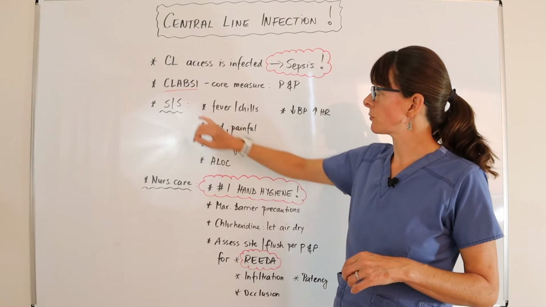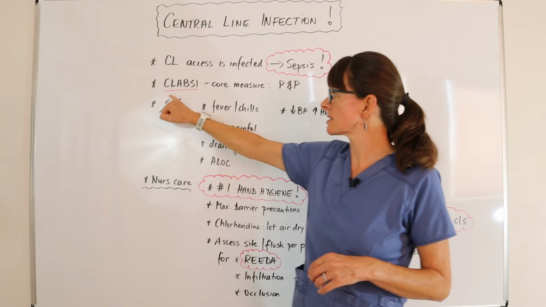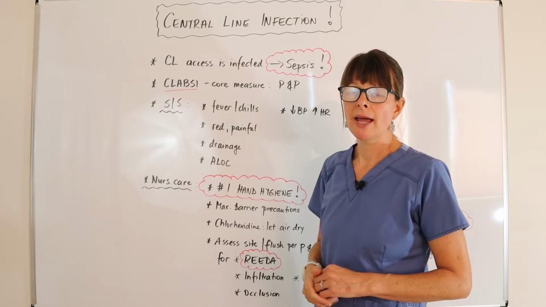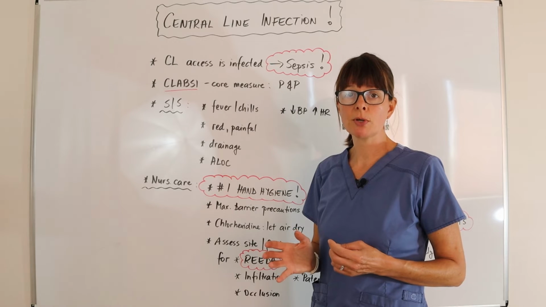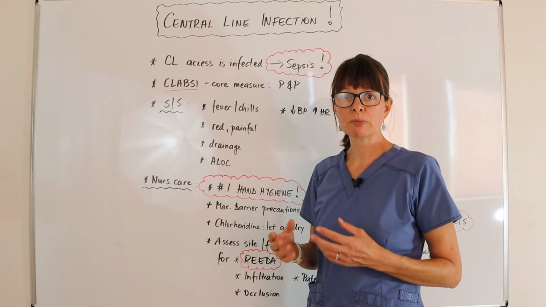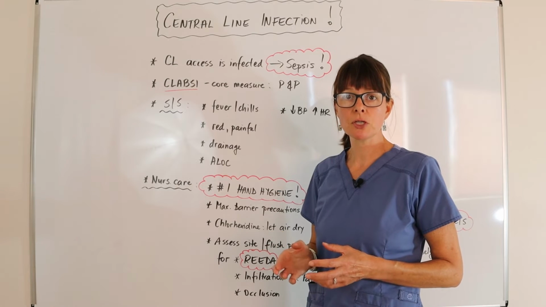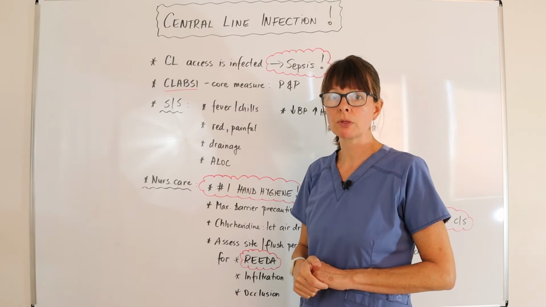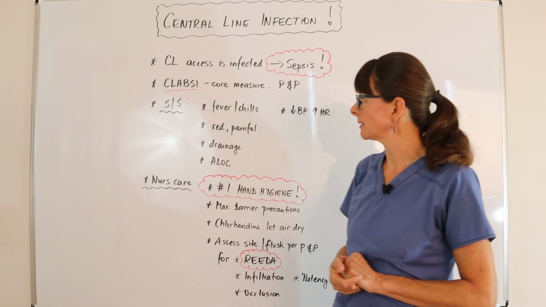This is sometimes referred to as CLABSI, which is central line associated bloodstream infection. And many years ago, this was a huge problem in the critical care setting. So it's now a core measure to where hospitals have developed policies and procedures to avoid this infection because it can be so detrimental to the patient's health and hospital stay.